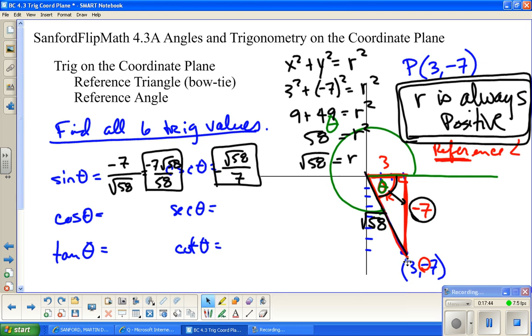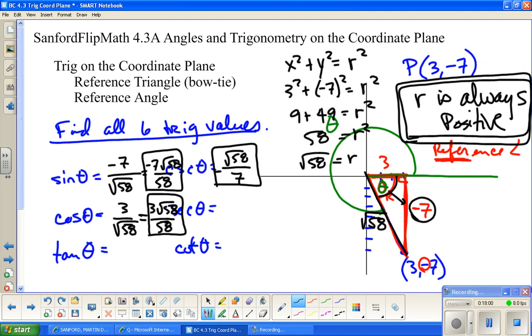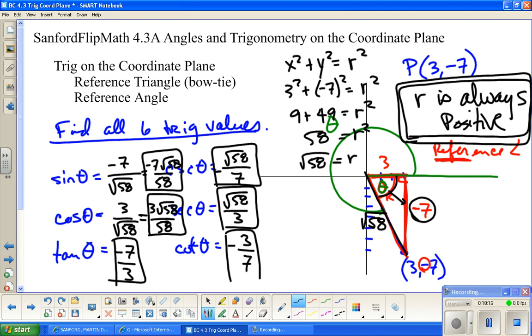Okay. For cosine, same idea. Adjacent over hypotenuse, which we will rationalize the denominator. Secant is its reciprocal. Again, if I work with the one that was not simplified first, that actually works better. And then tangent is opposite over adjacent, and cotangent's that reciprocal. All right, so that's the basic setup when we're talking about ordered pairs.